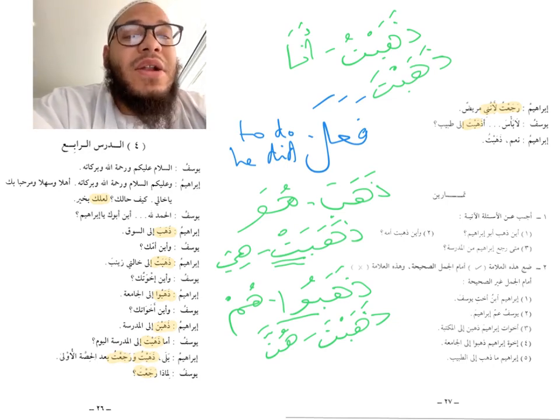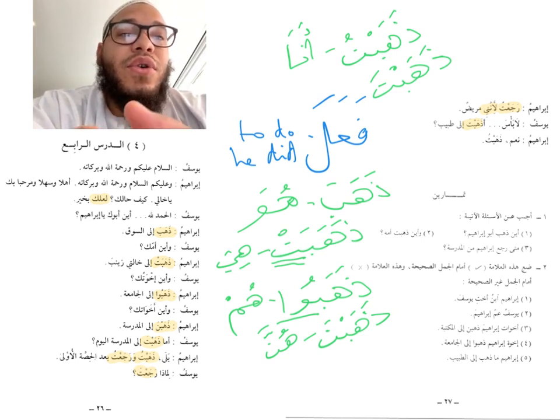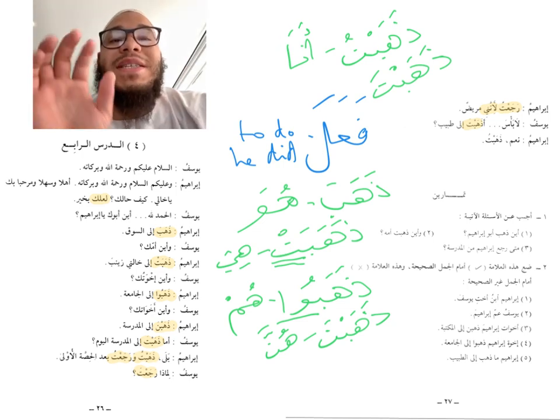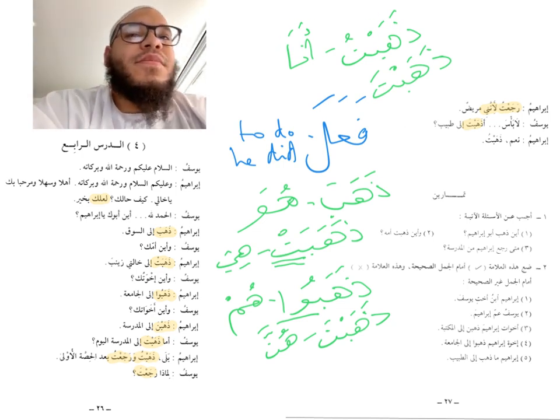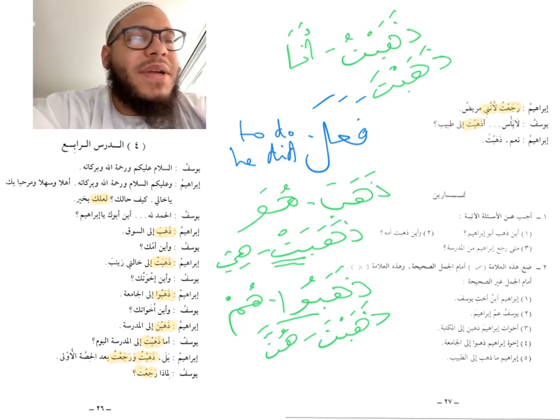So within this dialogue, the things that were added at the end of the verb, which is the ta, or anything after the last letter of the verb, this is the pronoun. This is the pronoun to show who's doing the actual action. I'm going to explain this in more detail over the next coming pages.